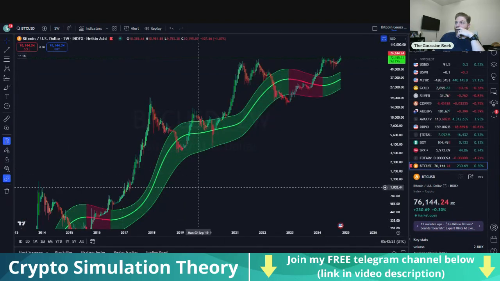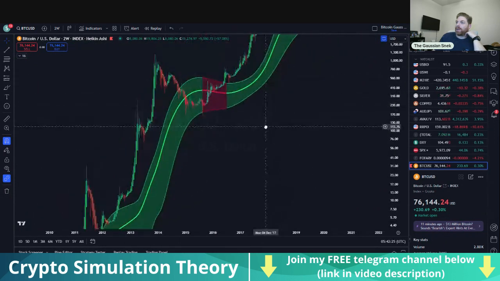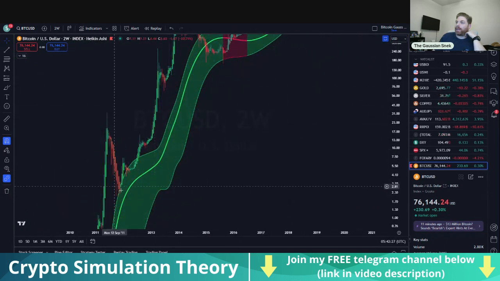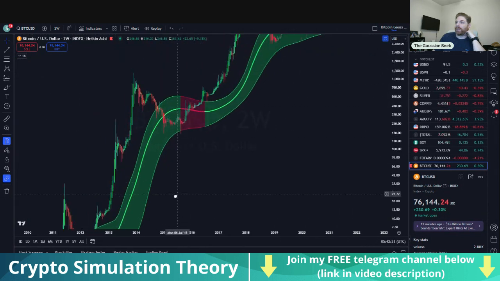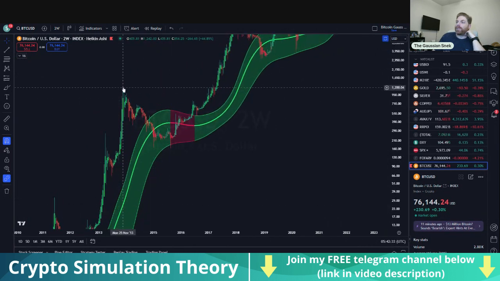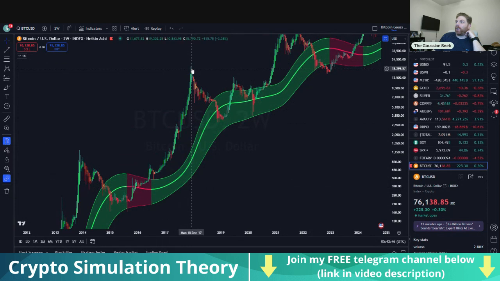Okay, I have the 2-week Gaussian channel turned on, and there's another very interesting observation. You can see that in the Gaussian channel it's just literally straight up. You can see that after the 2013 second top, the Gaussian channel turned red, and we went into this inflection, right, where we just came in, sloped downward, inflected back up, and we got another blow off top right here. But then look what happened.